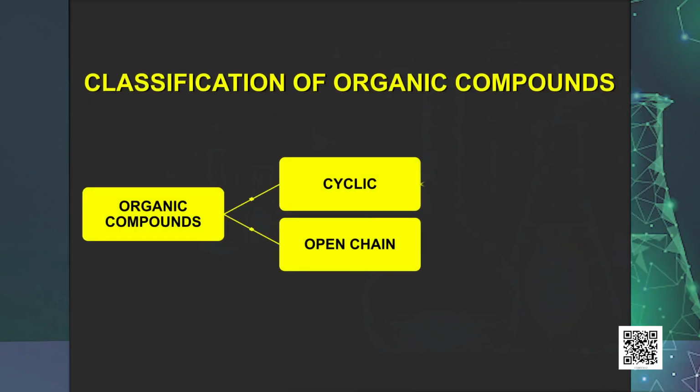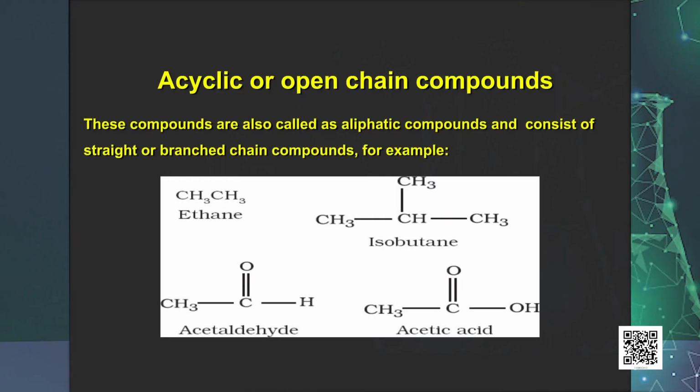Learners, moving on. Now we discuss the classification of organic compounds. The need to classify organic compounds arises from the fact that a large number of organic compounds exist and their number is constantly increasing. Hence, it has become necessary to classify them on the basis of their structures. Let us first talk about acyclic compounds. They are called aliphatic compounds also and consist of straight or branch chain compounds. For example, ethane, isobutane, acetaldehyde, acetic acid, etc.